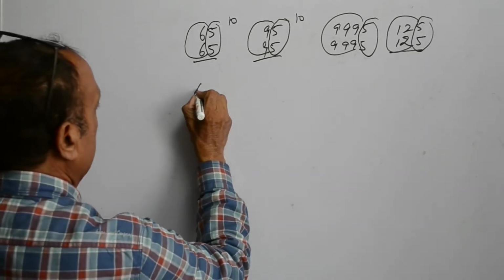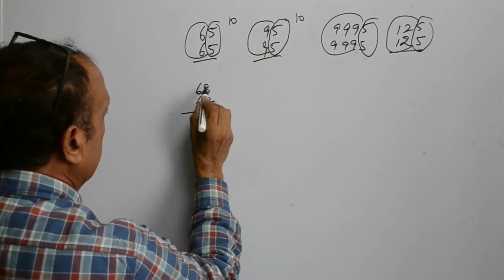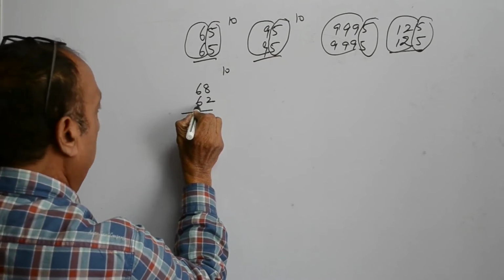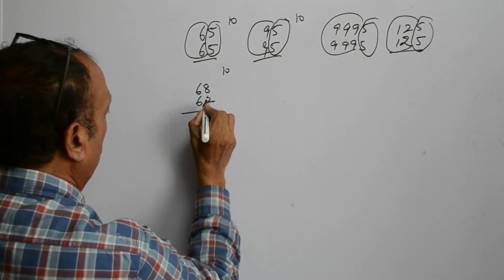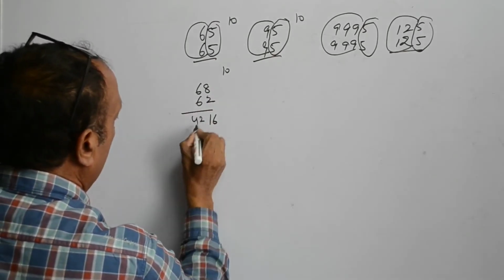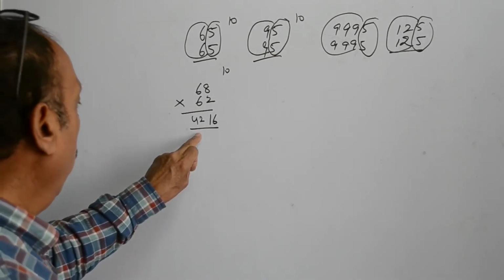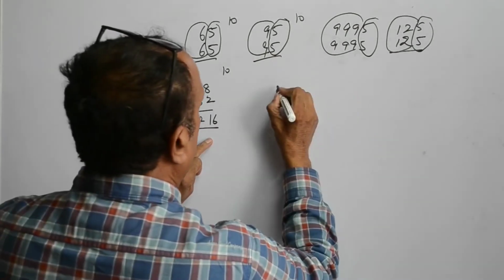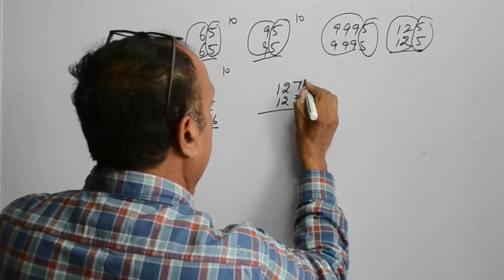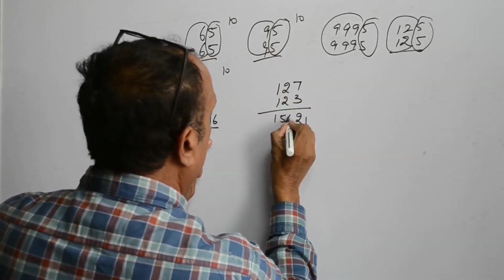For example, 68 multiplied by 62. Here the total of the right hand side digits is 10 and the left hand side figure is common. So multiply 8 by 2, it is 16. Multiply 6 by the next number 7, 42. So the multiplication of 68 and 62 is 4216. The multiplication of 127 and 123 will be, here the total is 10, so it is 21, 12 multiplied by 13, 156.